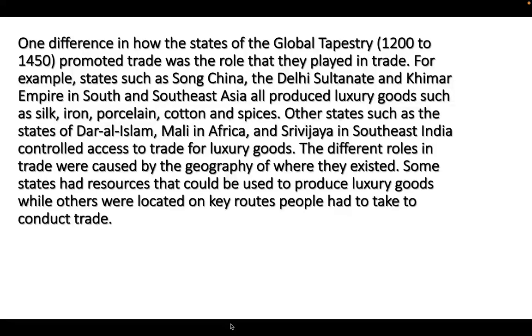So then I've got my E statement. The different roles in trade were caused by the geography of where they existed. Some states had resources that could be used to produce luxury goods, while others were located on key routes people had to take to conduct trade. So I've proved it out, I've provided specific evidence, and I've provided basically a reason why they were different.